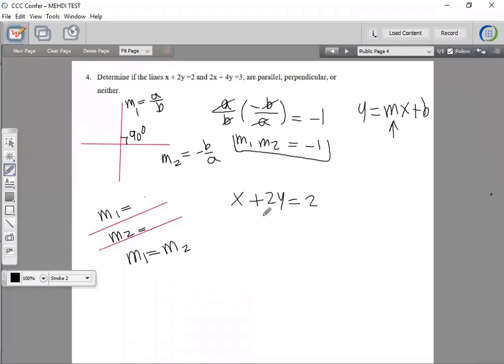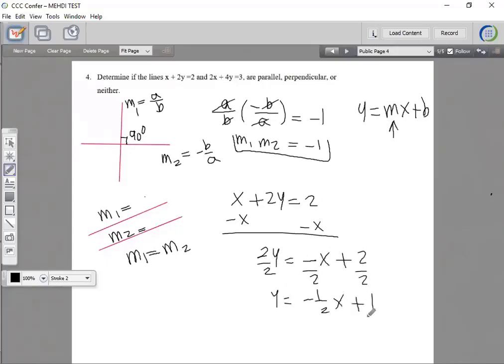So if I do that, I can subtract x from both sides of the equation. I get 2y is equal to minus x plus 2. If I divide each term by 2, y would be equal to minus 1/2 x plus 1. So the slope of the first one would be minus 1/2.